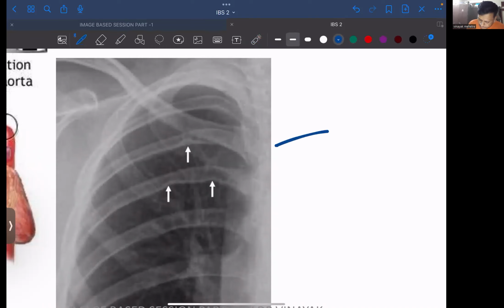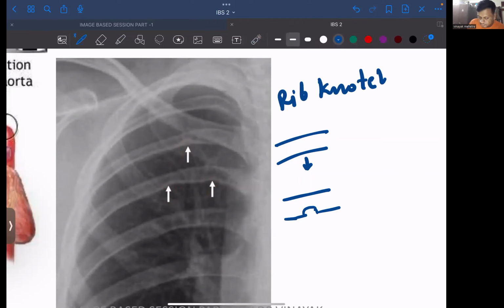Normally ribs are going to stay straight, but what is going to happen over here? Okay, like this. So take a look over here. It is called rib notching. Okay, yes.